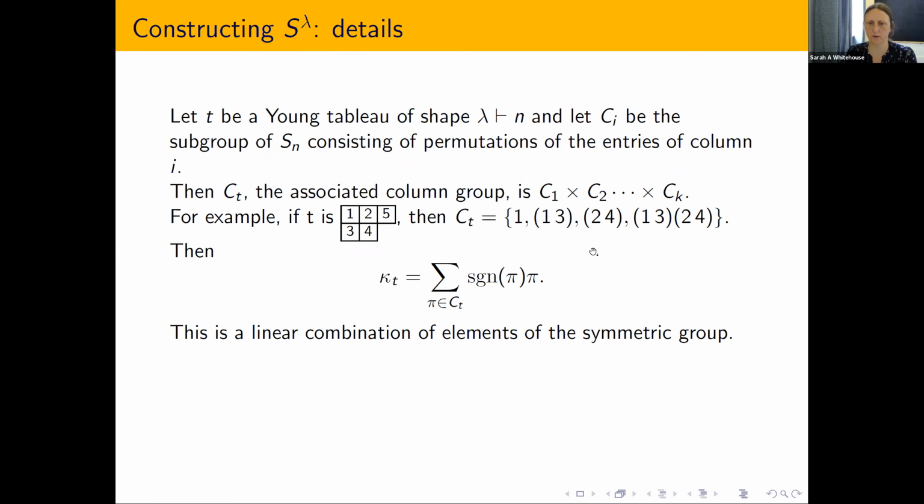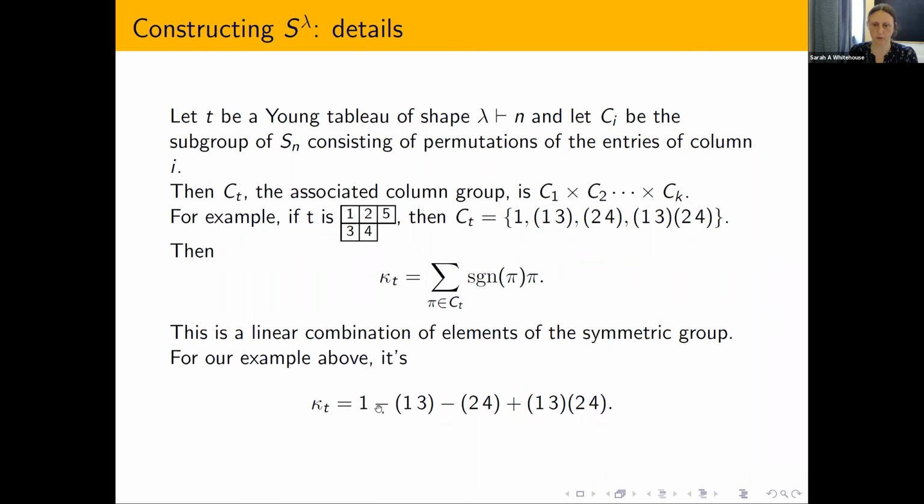And then I said, take the signed sum over the column group. This is just a formula to record what I already said I meant by that. It means sum over all the permutations in the column group, each one taken with its sign. I don't want to go too much into where this lives, but think of it as a linear combination of elements of the symmetric group. For example, in the case above, it's just this linear combination. We've got the 4 permutations that lived in the column group for this example. The ones that are even come with a +1 in front of them, and the ones that are odd come with a -1. These 2 single transpositions are odd, while the identity element and the product of two disjoint transpositions are even.